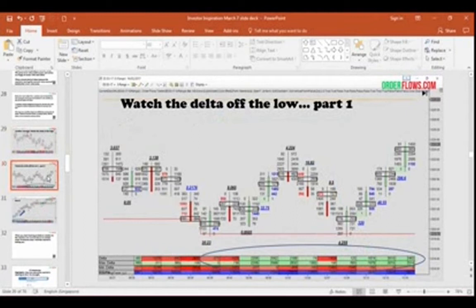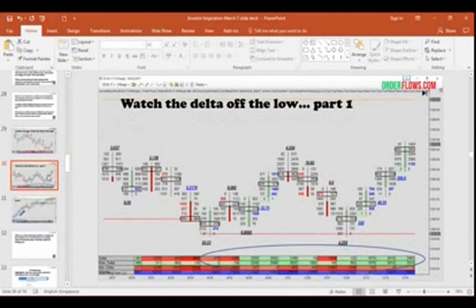So, another example: watch the delta off a low. Anytime you're at highs or lows, watch the delta. If the market's trading sideways, watch the delta. It's information that's available to you as a trader. Use it. And this is a perfect example.